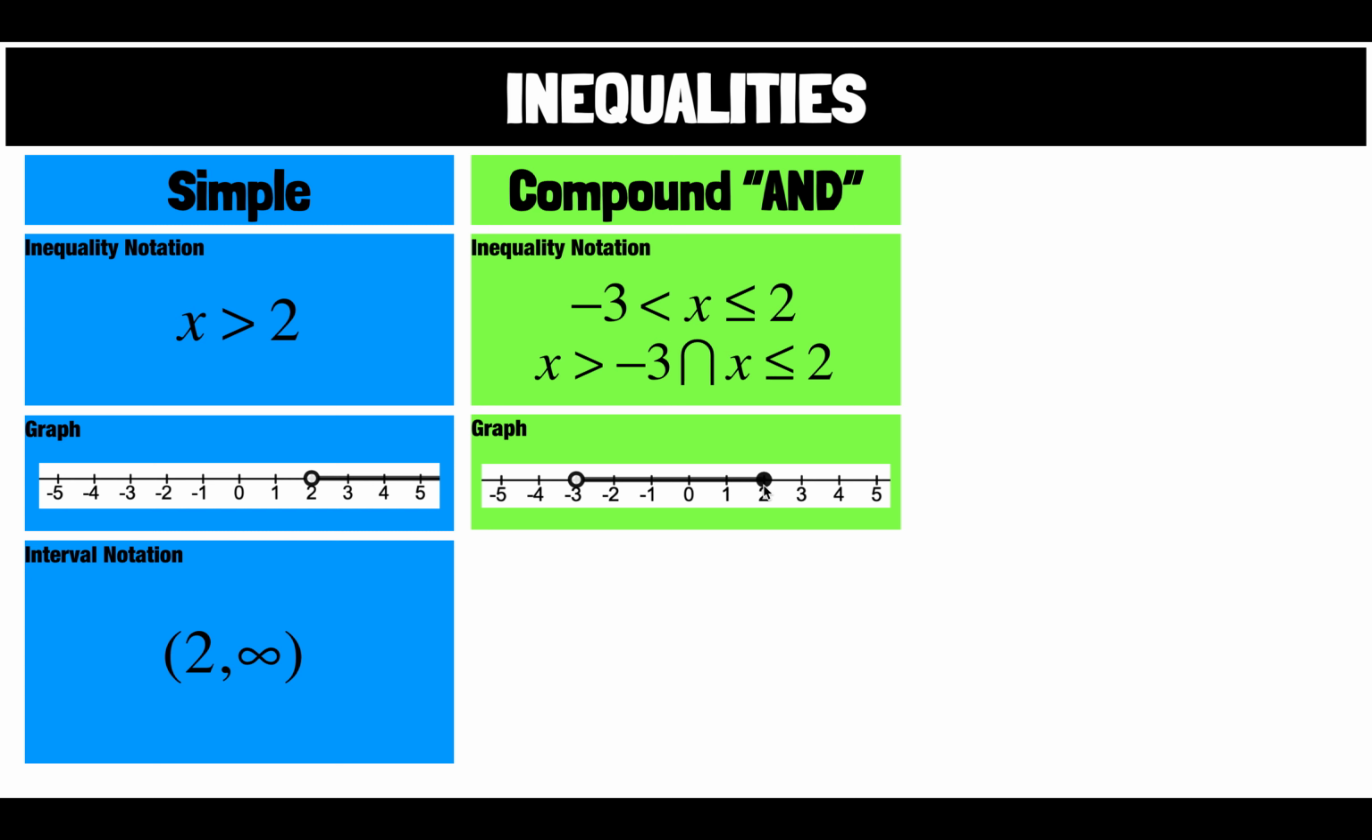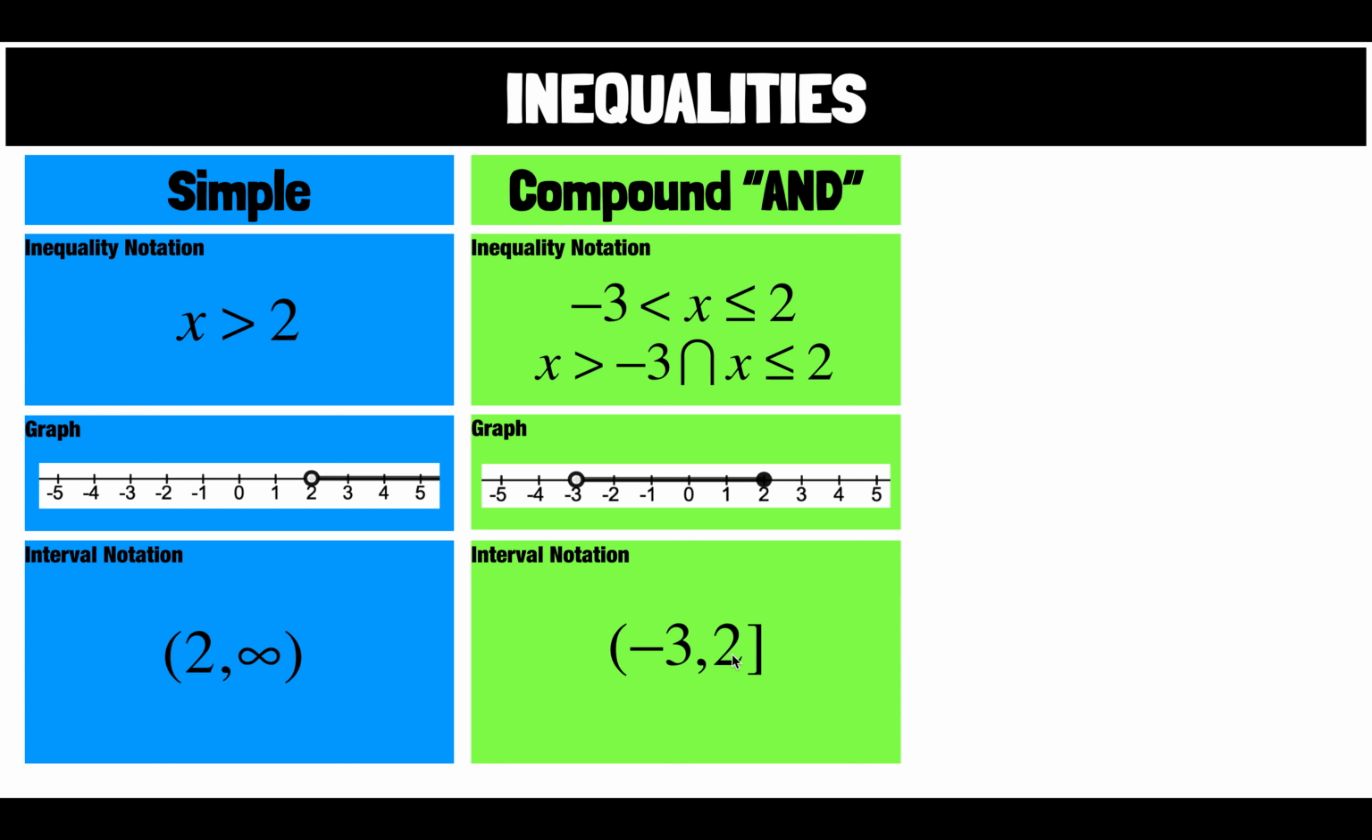You can also write this as an interval notation. It would look like this. You'll notice here that we know that it's between -3 and 2. -3 is not inclusive, so it gets a parenthesis. 2 is inclusive, so it gets a bracket.